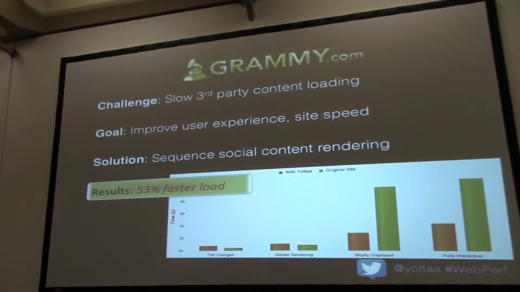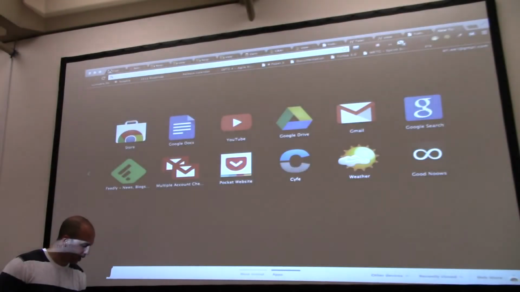So let's take Grammy.com as an example. The Grammys are young people, maybe you would say 18 to 45 is going to be their demographic, but they are a social site, right? The Grammys is, by definition, entertainment and social. And so, as you would expect, it's rife with third-party marketing and tracking tags.